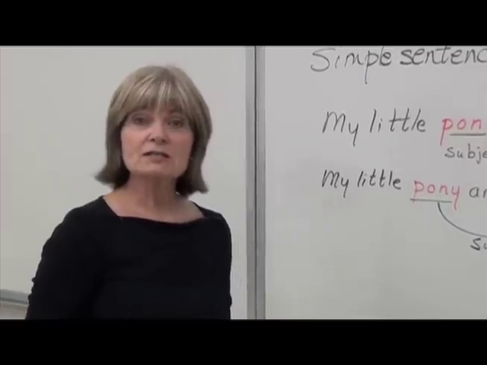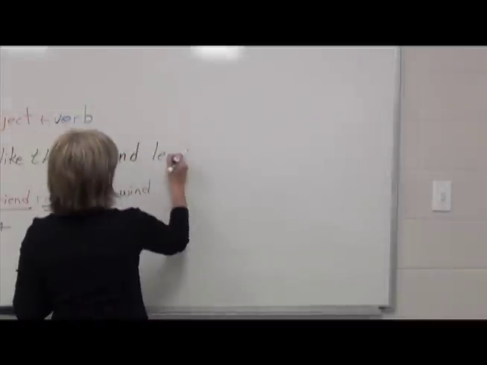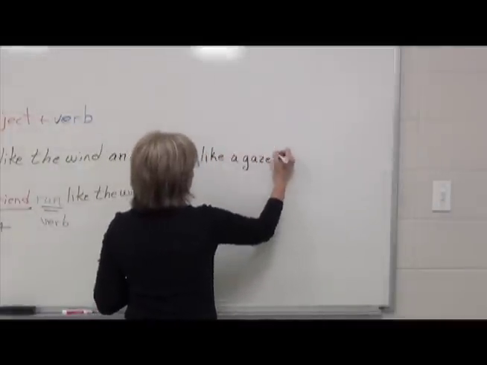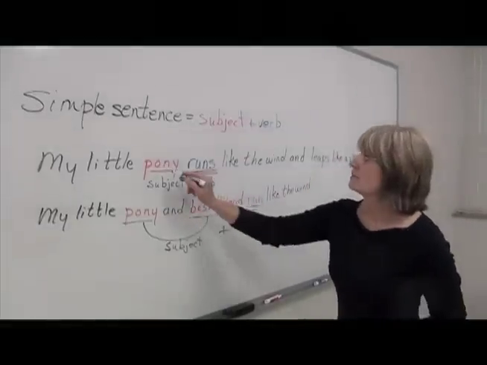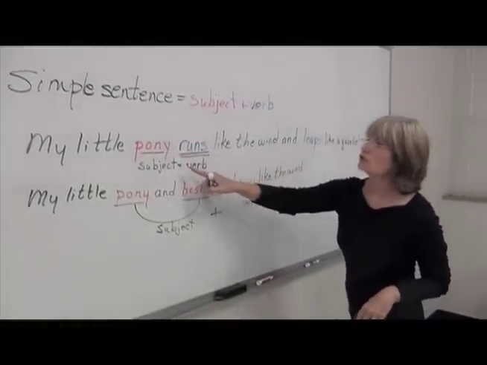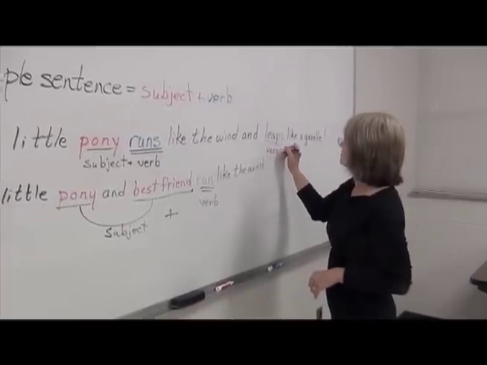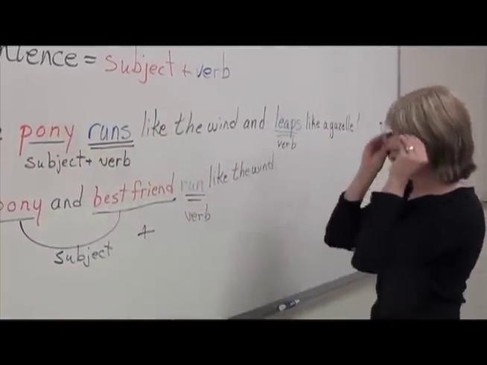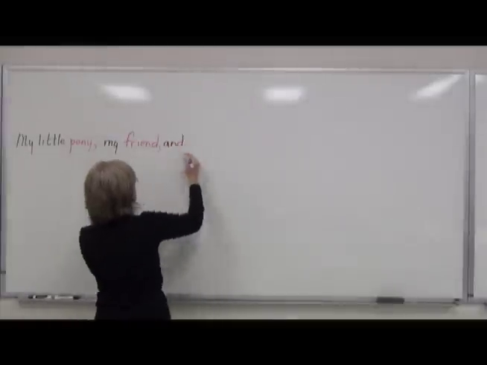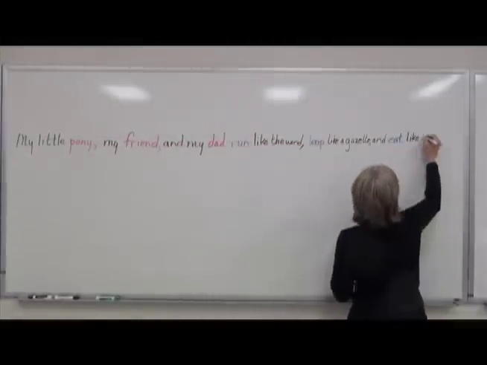Sometimes a simple sentence can have a subject doing more than one action. Not only does my little pony run like the wind, he leaps like a gazelle. So let's take a look at the subject and the verbs. Pony is doing two things, runs and leaps. So a simple sentence can have one subject doing two things. A simple sentence may even have several words forming one main subject group and one main verb group.